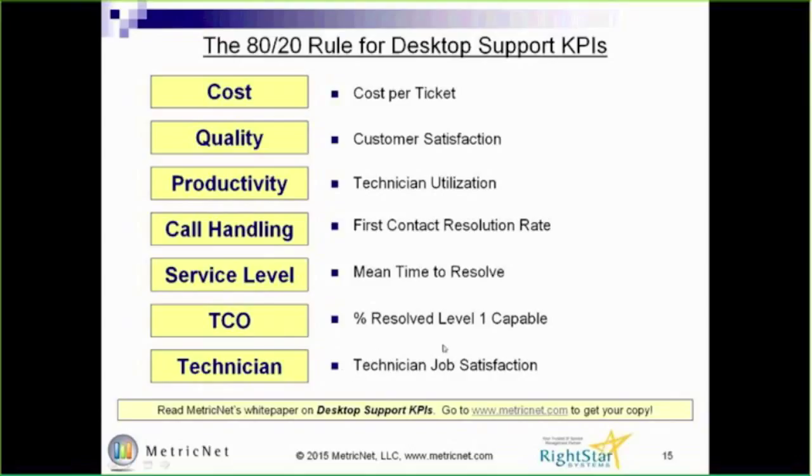Final metric on the short list of those that really matters is technician job satisfaction. Why? Well, this is a bellwether metric. It has an impact on just about every other key performance indicator in service and support. High levels of technician job satisfaction are positively correlated with high levels of customer satisfaction, and they are counter-correlated with absenteeism, turnover, handle time, and cost, meaning that the higher the job satisfaction goes, the lower the handle time, the lower the cost, the lower the absenteeism, and the lower the turnover.